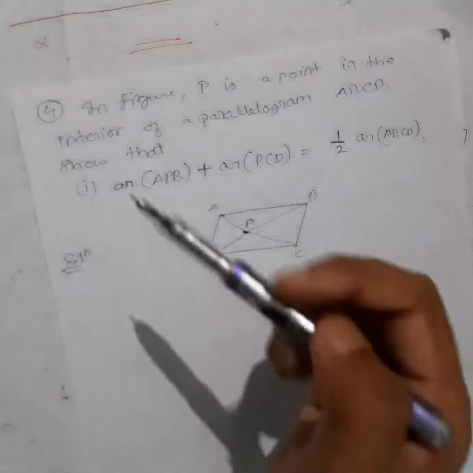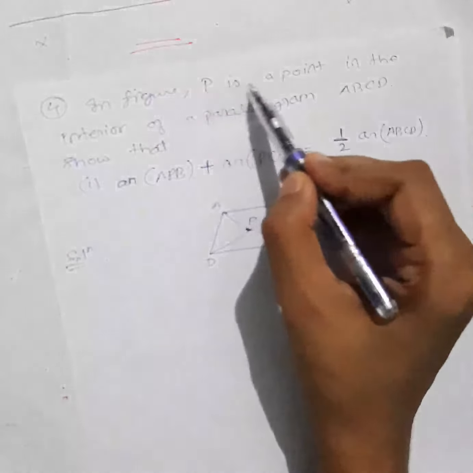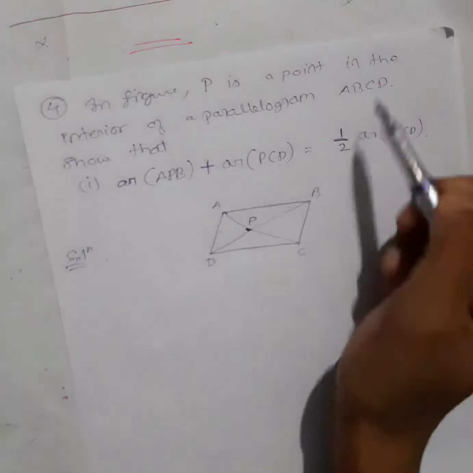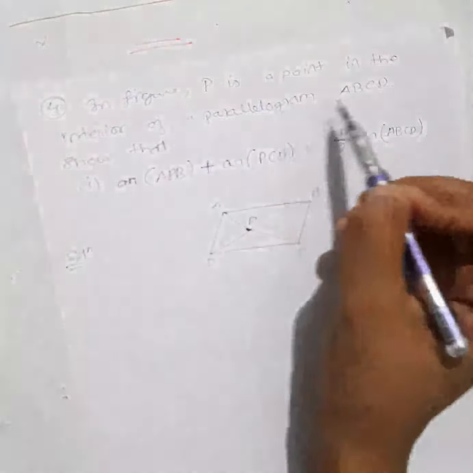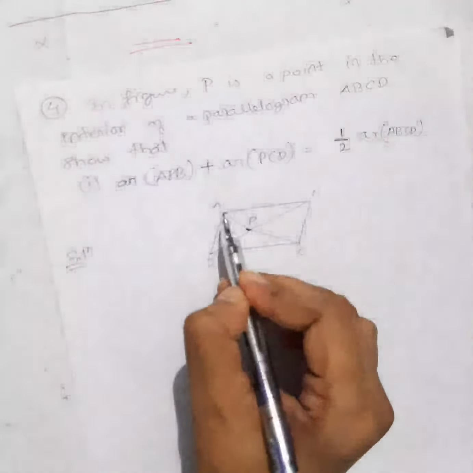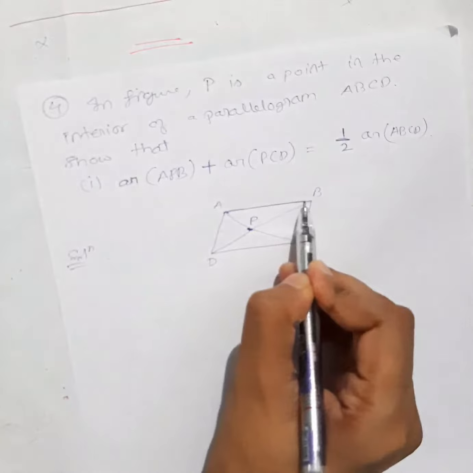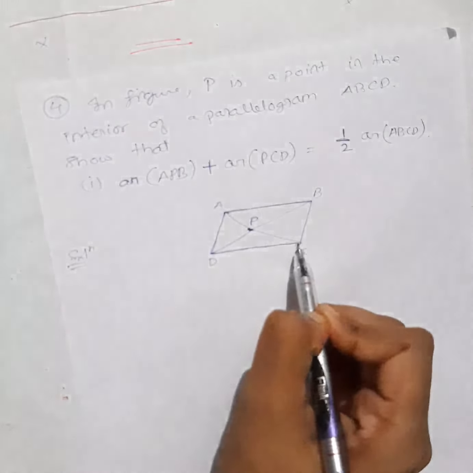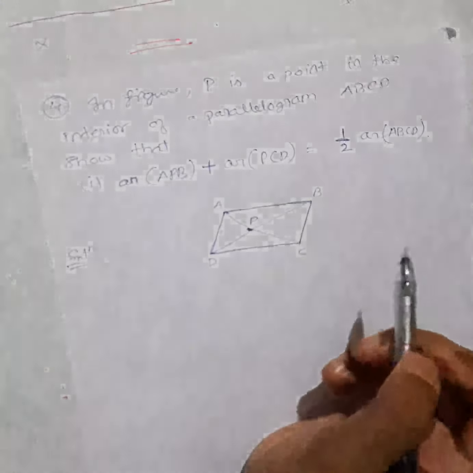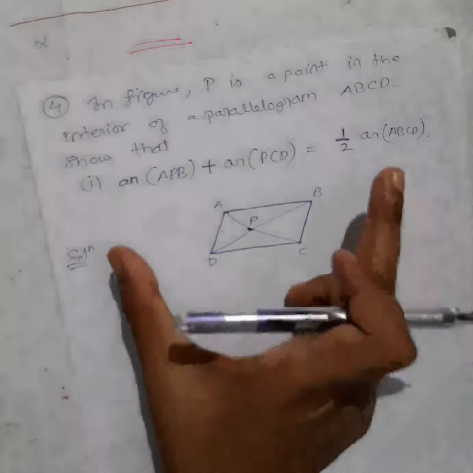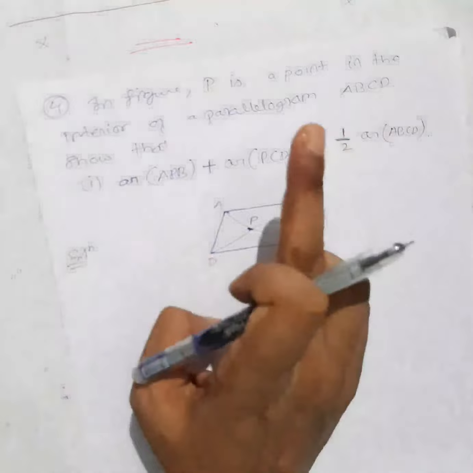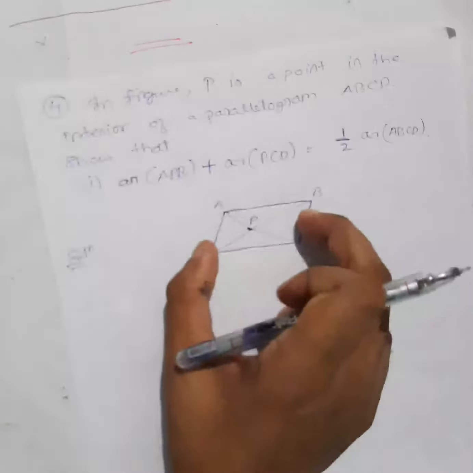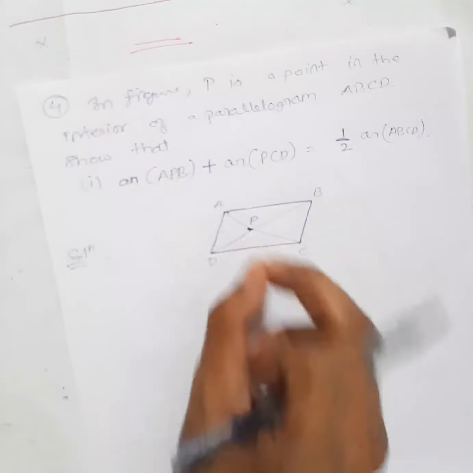Okay, so see carefully. In figure they have said P is a point. Okay, P is a point in the interior of parallelogram ABCD. So they have given information here. ABCD is a parallelogram. Now you think how you will use this information. First let's see what they have asked you to find. So once I see what to find, then I will see whatever information is given, how I will use it to find the solution.